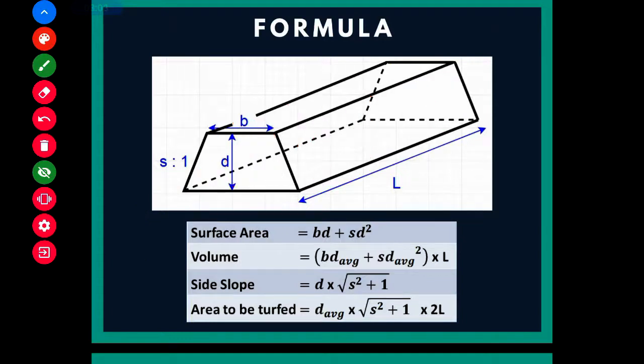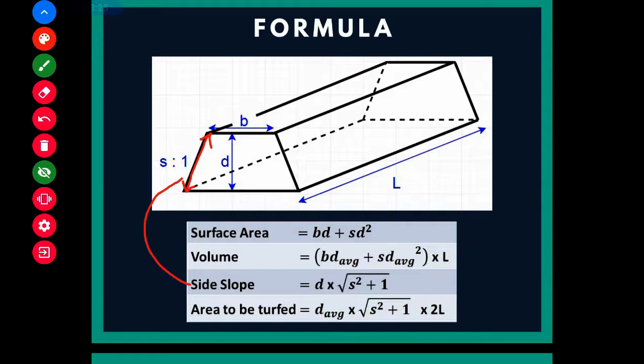Next, we have the side slope. Side slope is basically the length at the side. The side slope is given by the equation D times the square root of S squared plus 1.